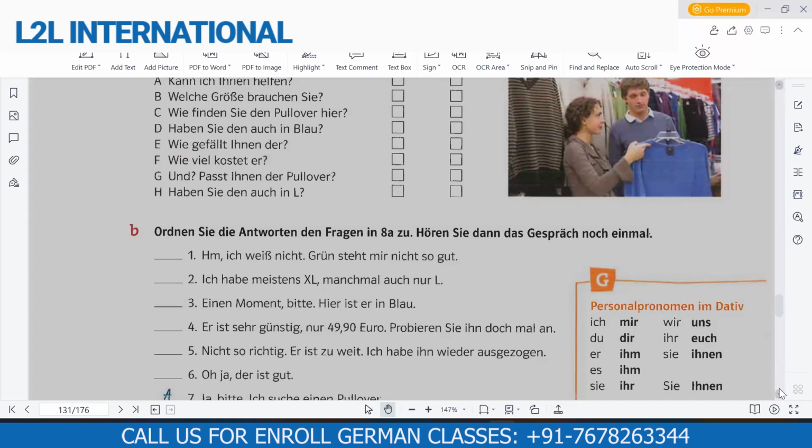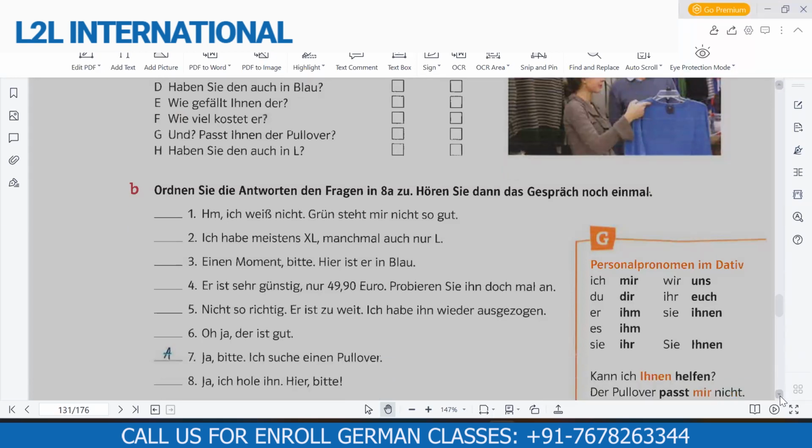Ja, ich hole ihn hier bitte. The last sentence, eighth sentence: ich hole ihn. Ich hole ihn hier bitte. Hole is to, okay, I'm picking up. So picking up is not the answer that's going here.